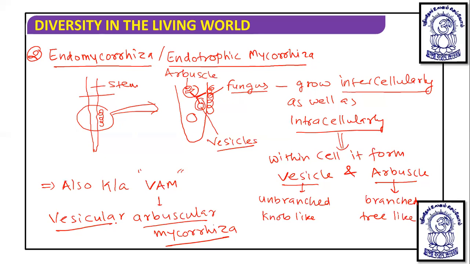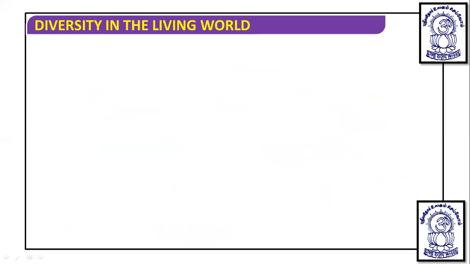Now, what are the functions, and which fungi are involved in this endomycorrhiza? What we have understood from this is, first, surface growth is less. It can grow within the root, both between the cells as well as within the cells, intercellularly as well as intracellularly. And intracellularly, it forms vesicles or arbuscules, and due to this it is known as vesicular arbuscular mycorrhiza. Okay students, this is the root that you should remember. Now let's talk about the functions.